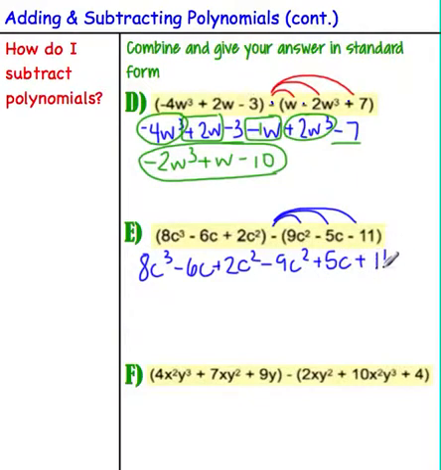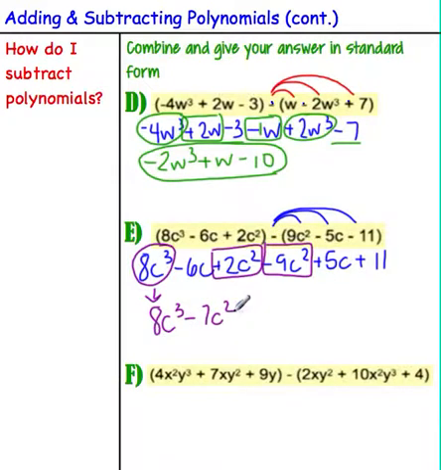So then going to combine like terms, we start with the 8c cubed. There is nothing to combine it with, so we bring it down. Then we have a 2c squared and a minus 9c squared. 2 plus negative 9 is negative 7c squared. Then we have a minus 6c and a plus 5c. Negative 6 plus 5 is negative 1c or negative c. And then we can bring the plus 11 down because there's nothing else to combine it with.